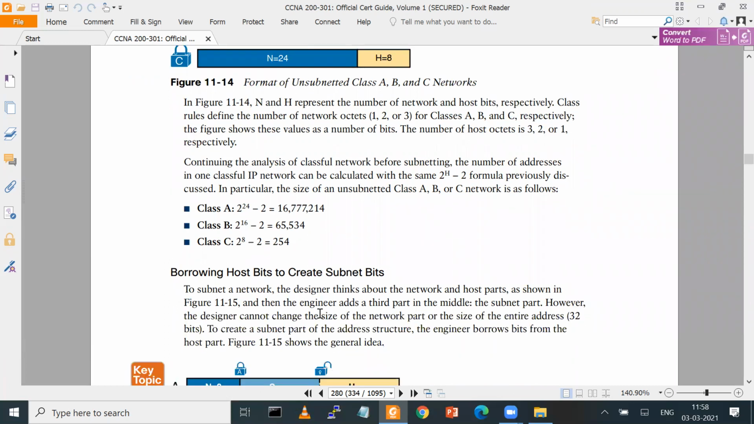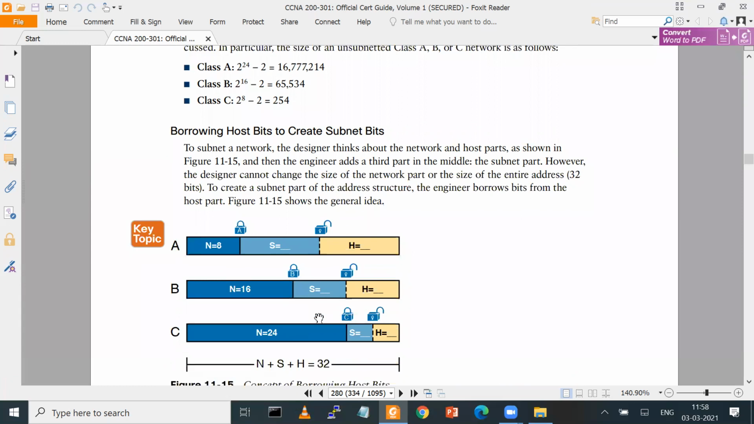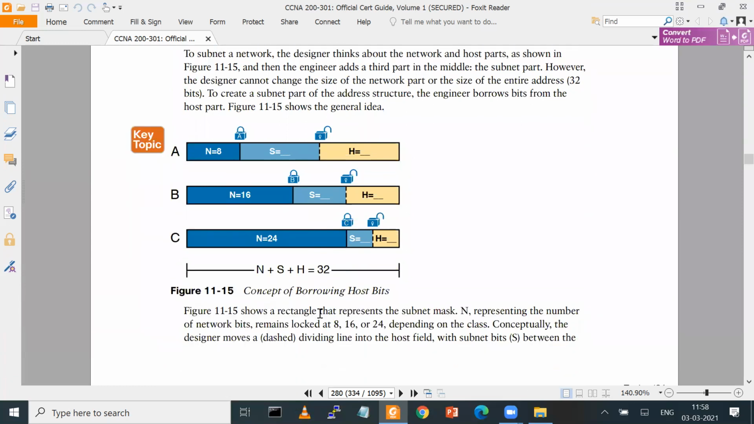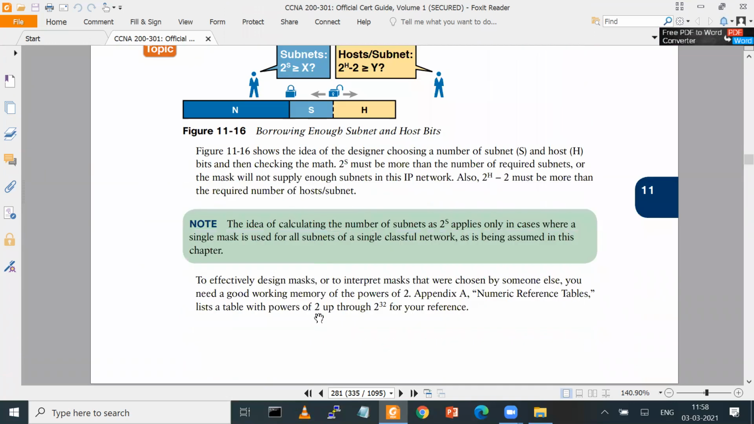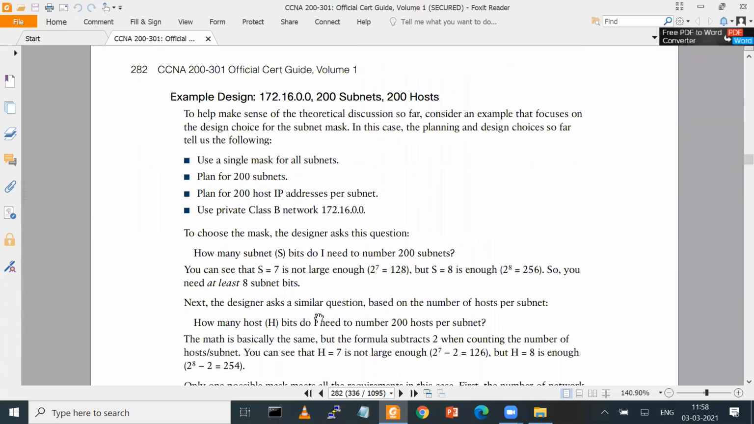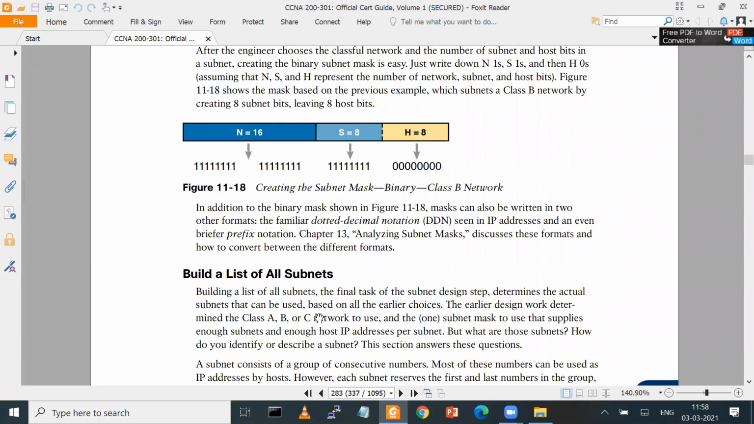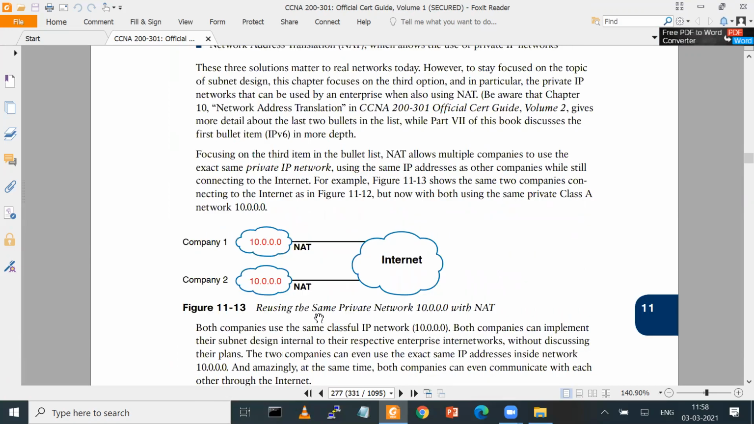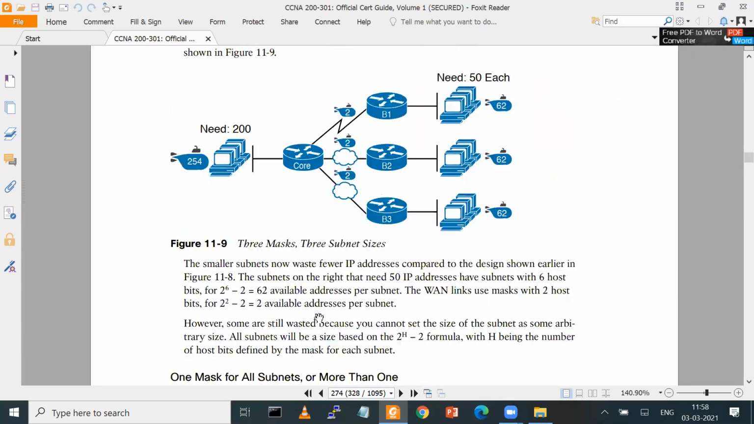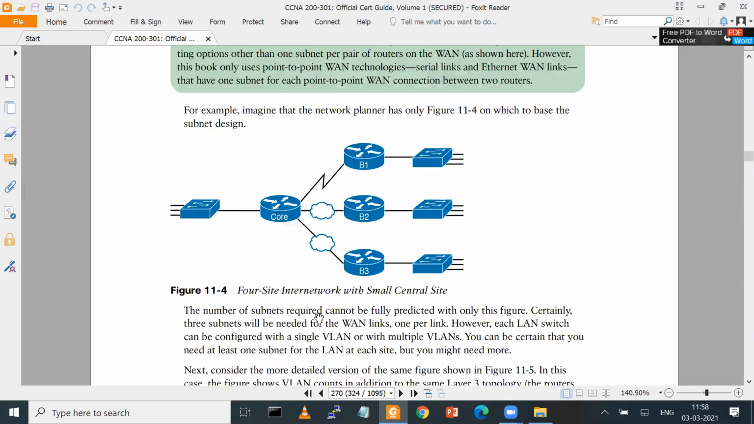Borrowing host bits to create subnet bits. So it's giving some example of subnet creation, which we have to understand in the next session. IP subnetting and designing, these things we have to understand. But I'm just checking for some fundamentals. Where are the fundamental things? ABC classes.